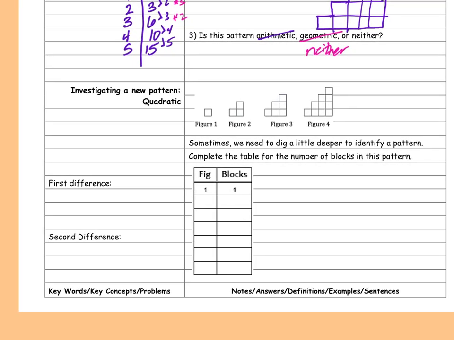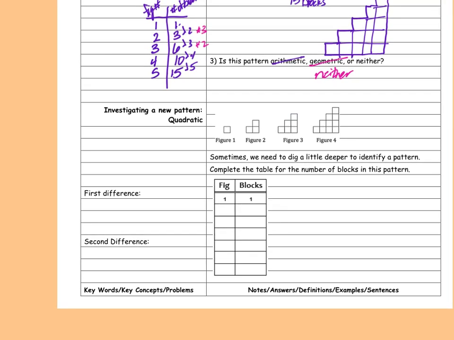It says, so I have my pattern, and it says sometimes we need to dig a little deeper to identify a pattern. Complete the table, which we kind of already did. I'm going to come down here and recopy our table. So we have 2 and 3 and 6 and 4 and 10 and 5 and 15. If I was at figure 6, that means I'm adding, oops. How many would be in figure 6 and figure 7? Can someone tell me how many blocks in figure 6?